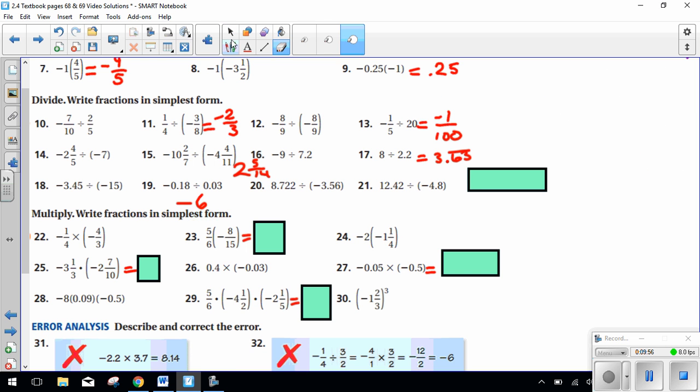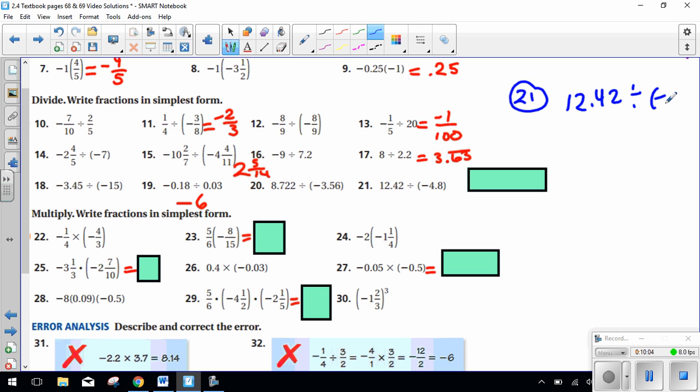Okay, let's go to 21. We have 12 and 42/100 divided by negative 4 8/10. So the 1242 goes in, and the negative 4 8/10 goes out. Let's move this decimal once to the right. So we move this one once to the right.